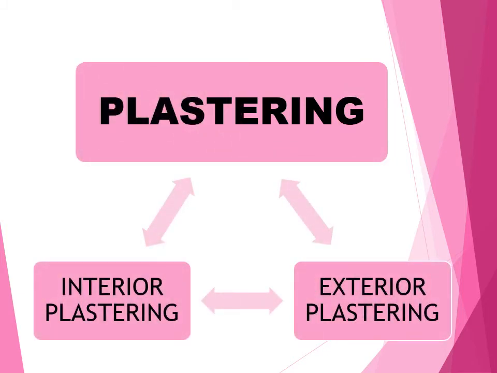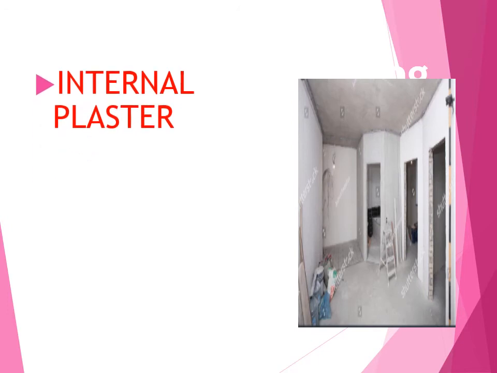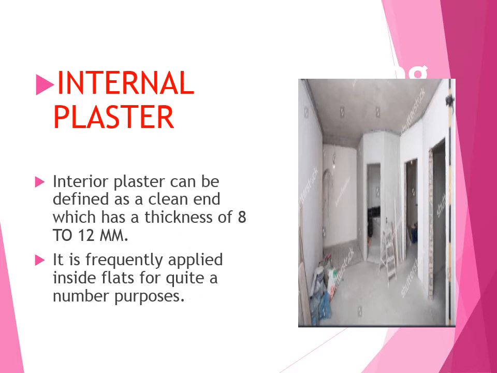Plastering has two types. One is known as interior plastering, the other is known as exterior plastering. Internal plaster is frequently applied inside flats for quite a number of purposes. Interior plaster can be defined as a clean finish having a thickness of 8 to 12 mm. Refer to the shown images.